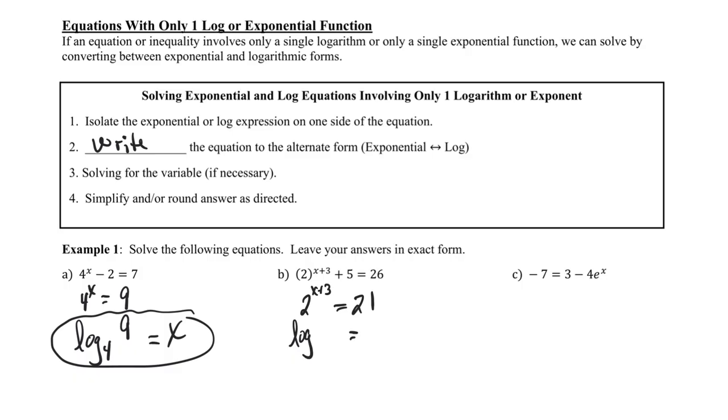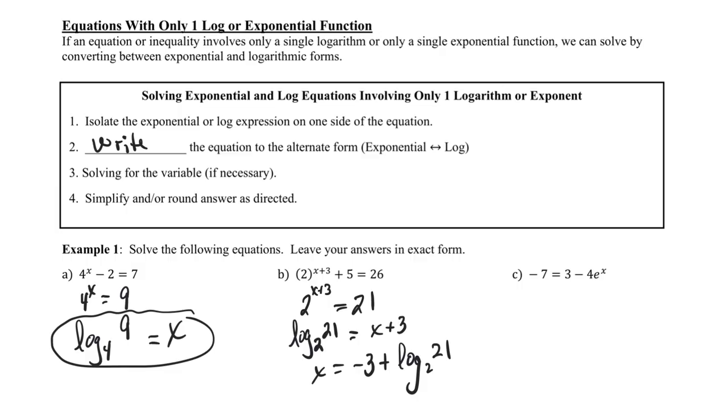Logs are equal to exponents, so it's equal to x plus 3. Which of those is my base? Well, that's the 2. And then what's left over is 21. So now we have to solve for x, right? So I'm going to put the x on this side, and I'm going to write it maybe a little bit weird for you guys.